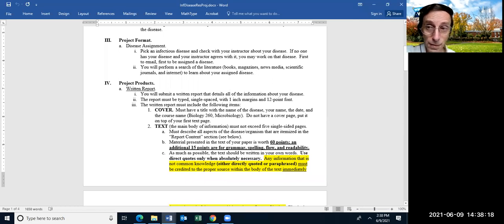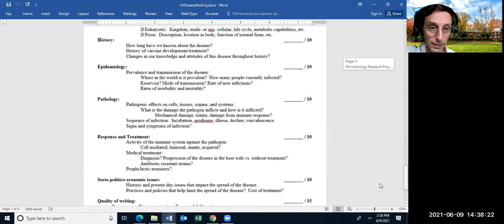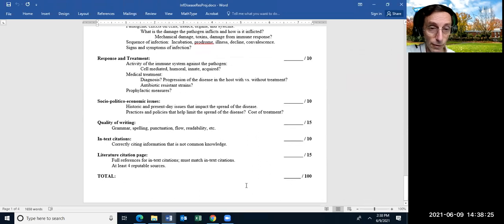You do need to provide references. I'll scroll down to the bottom here. So I'll look at your citations. I'm talking about full references. There must be at least 4 reputable sources.